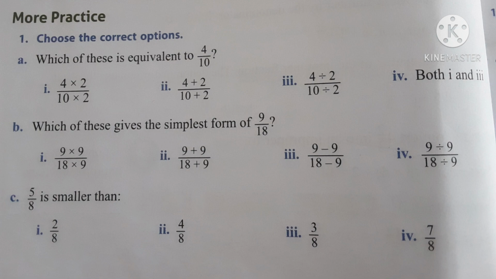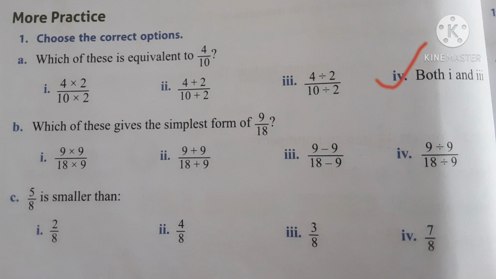Children, we already know that equivalent fractions are obtained by dividing and multiplying the numerator and denominator of the fraction by the same number. Here we can see that option 1 and 3 are correct. So the answer is the fourth option, both 1 and 3.